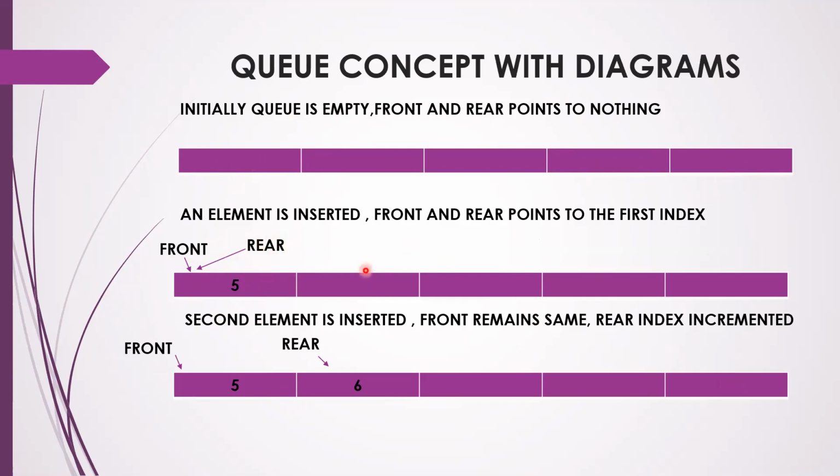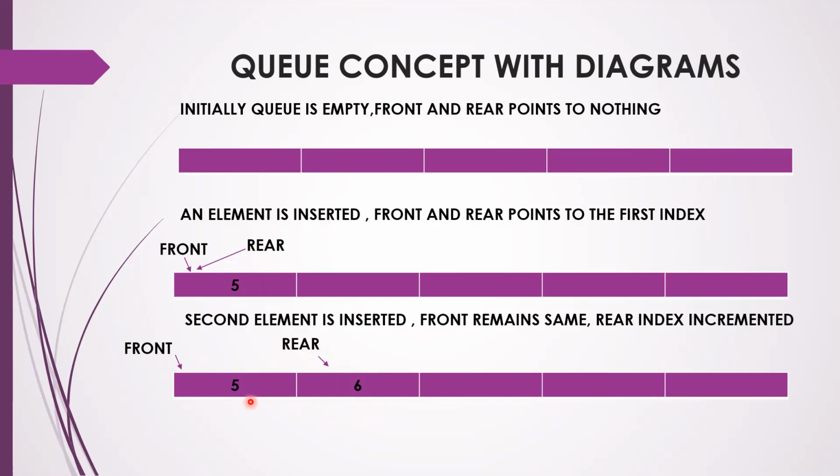Only at the beginning of the insertion, that is first element insertion, the front and rear will point to the first element. But when you insert the second element, the rear will point to the newly placed element. You have to increment the rear and then only you have to place the element. And the front will point to the first inserted element. Because queue is first in, first out.